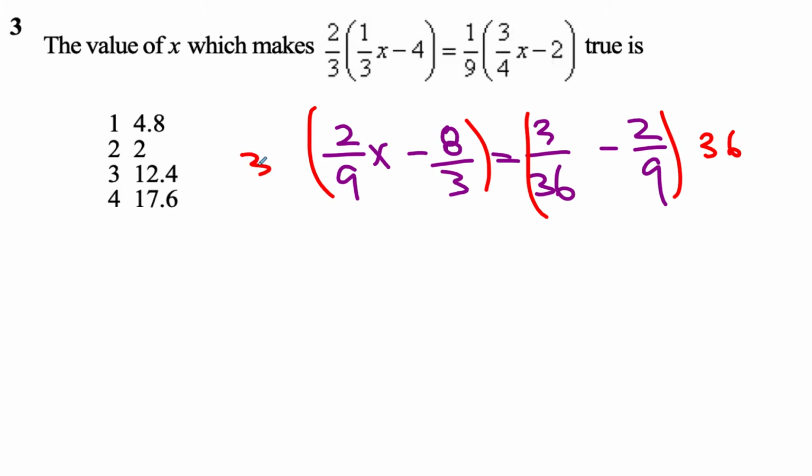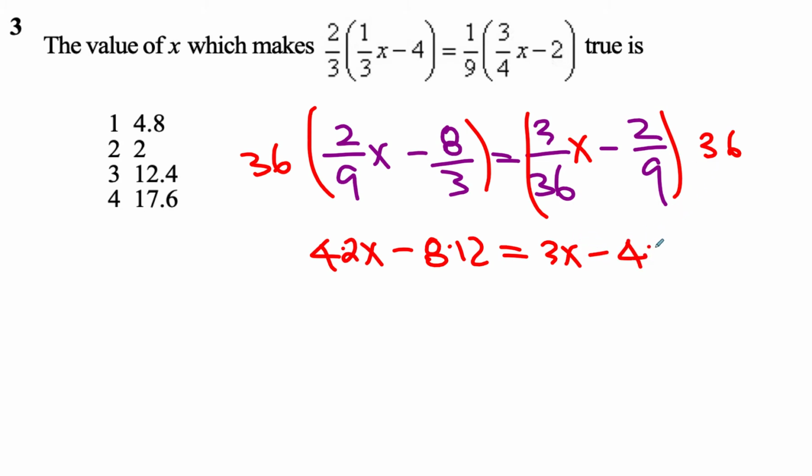36. I forgot x here, by the way. So when I multiply these two things out, I have 4 left. So 4 times 2x. 36 divided by 3 becomes 12. So minus 8 times 12. We get 3x here minus 4 times 2. So we get 8x minus 96 is equal to 3x minus 8.